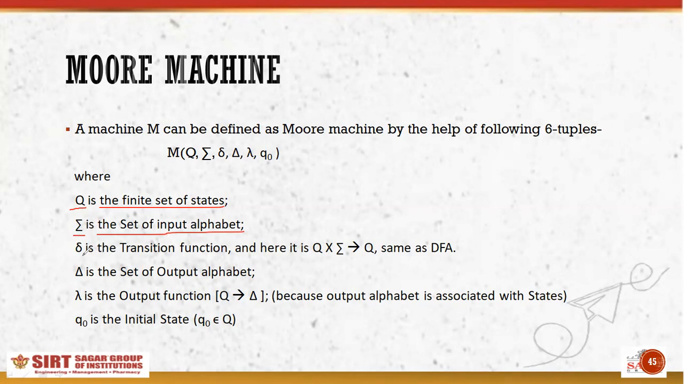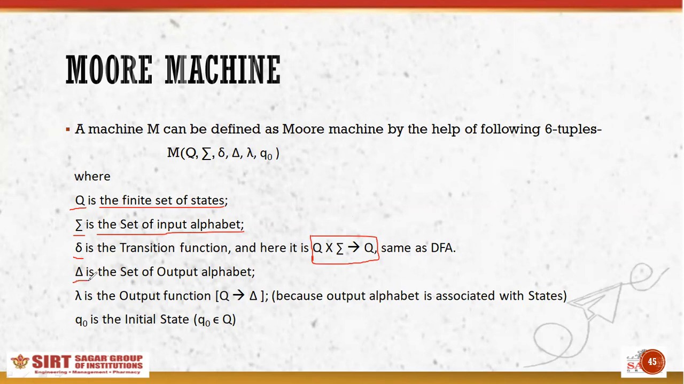Del is the transition function, and again the transition function here is the same. It is a function that tells us the pattern of movement in any machine from one state to another. In the case of Moore machine, the transition function is the same as DFA, that is Q cross sigma maps to capital Q. That is the transition function of deterministic finite automata. There is no case of non-determinism here. On reading some input symbol from any state, we will reach a particular definite state only.